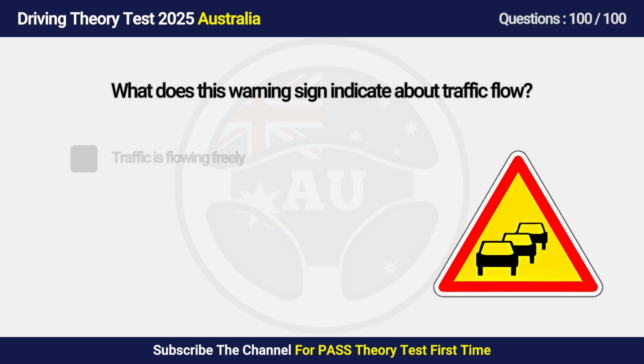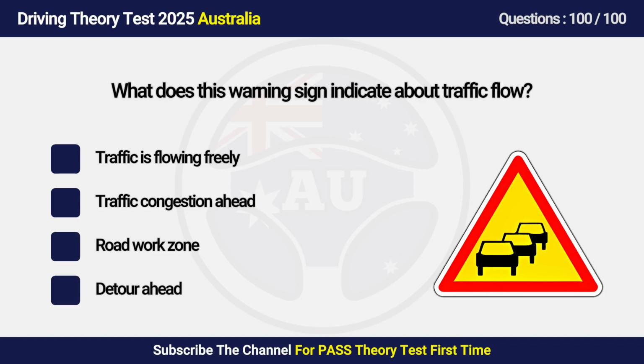Question 100. What does this warning sign indicate about traffic flow? A. Traffic is flowing freely. B. Traffic congestion ahead. C. Roadwork zone. D. Detour ahead.